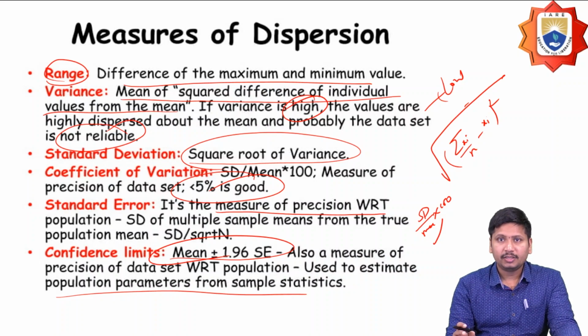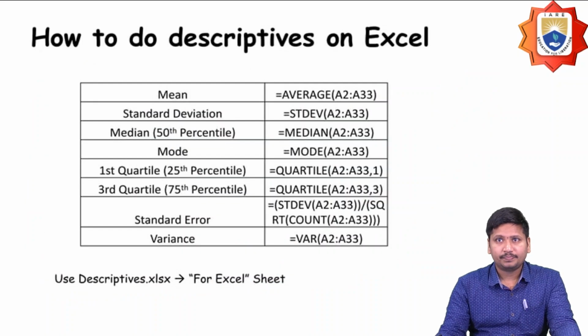So standard error is the measure of precision. It is the SD, the standard deviation of multiple sample means from the true population mean, divided by the square root of n. The confidence limit is the mean plus or minus 1.96 into standard error. It is also a measure of precision of the data set, and it is used to estimate the parameters from the sample statistics.